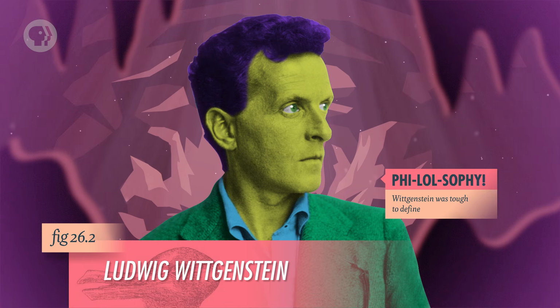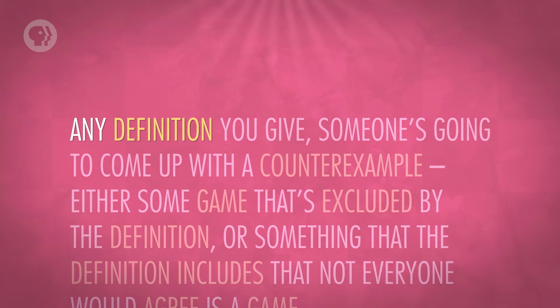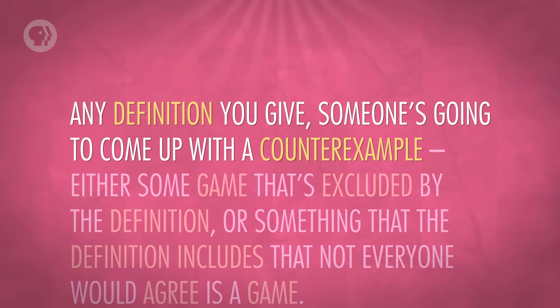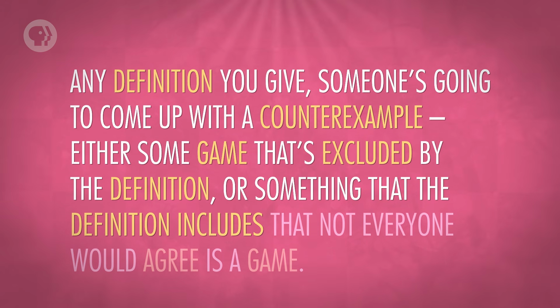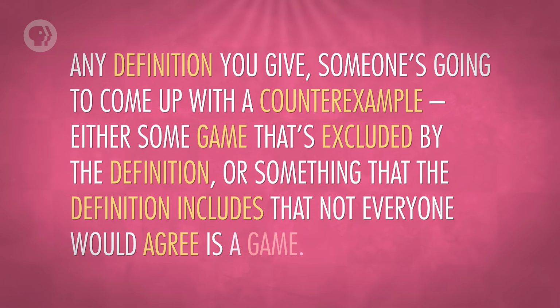But 20th century Austrian-British philosopher Ludwig Wittgenstein said this rigid concept of definitions doesn't actually work. For example, you just can't define the word game in a way that's gonna make everybody happy. Any definition you give, someone's gonna come up with a counterexample. Either some game that's excluded by the definition or something that the definition includes that not everyone would agree is a game. It took Andre an entire 10-minute episode to define games. But the thing is, Wittgenstein said, this doesn't matter because everyone knows what a game is.